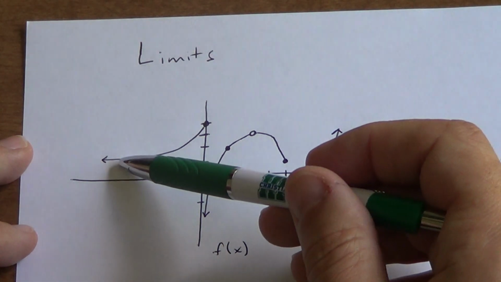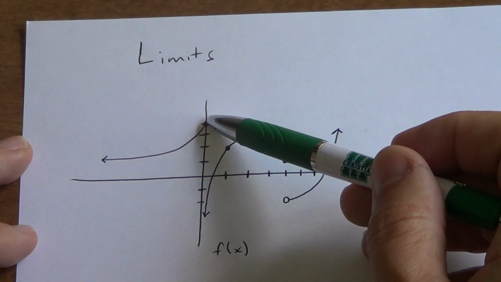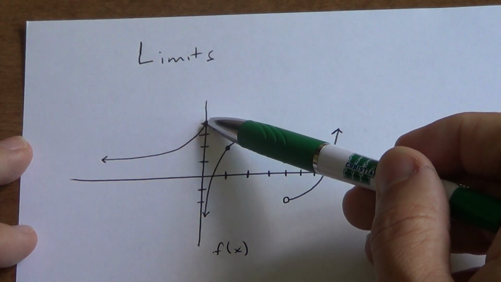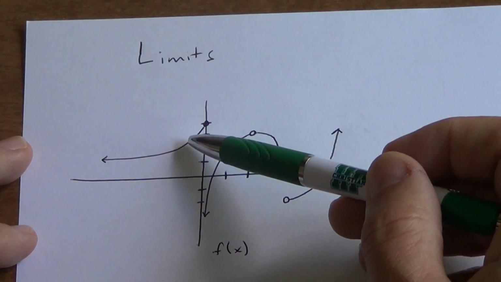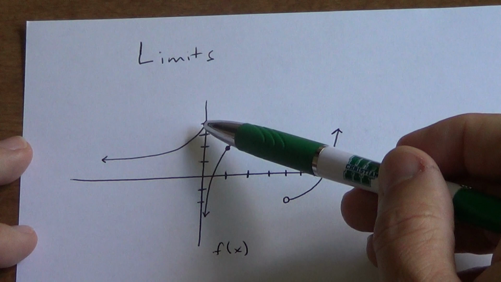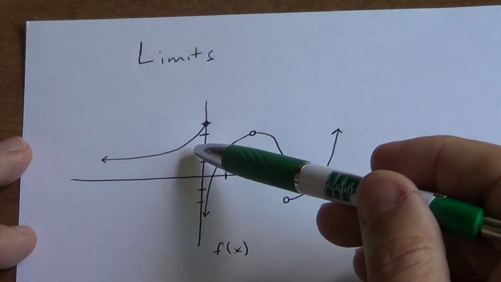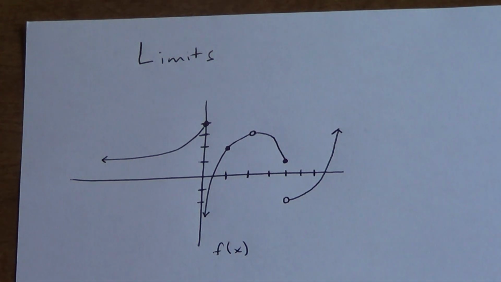Right now over on the left side though, as x approaches 0, we do have a point here. Alright, we have a point at 4. As I'm getting closer and closer to 0 from the left side, so -1, -0.5, -0.2, -0.1, -0.01, and so on, my y values keep getting closer and closer and closer to the y value 4.